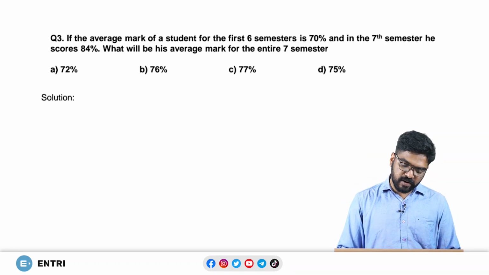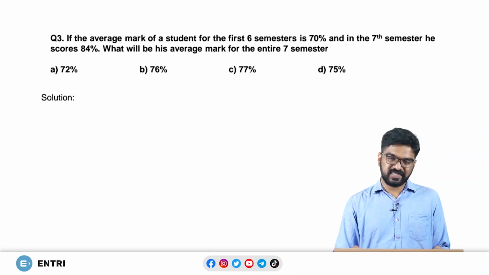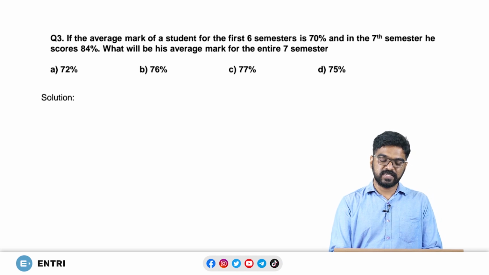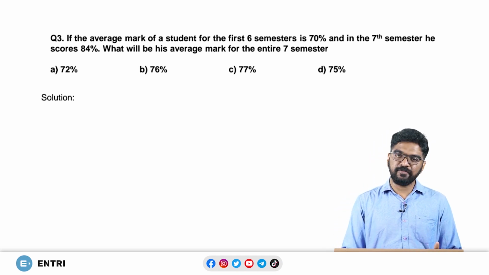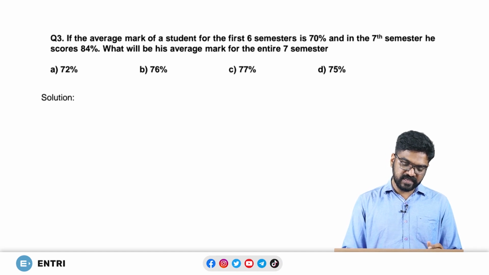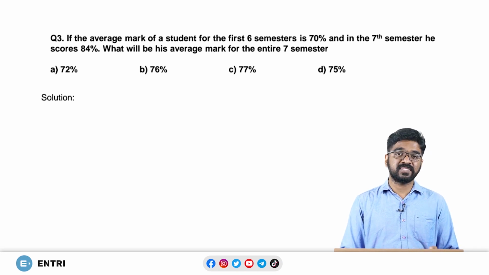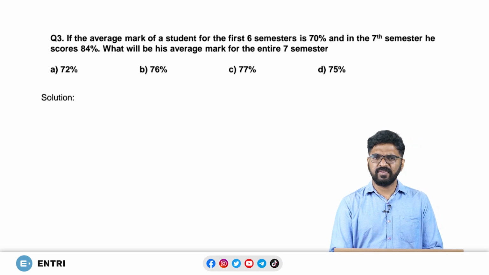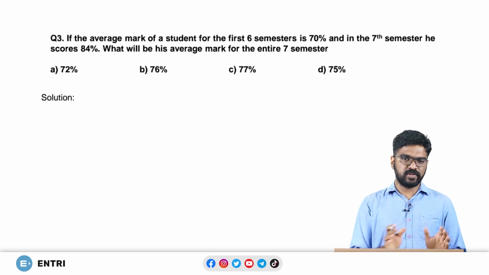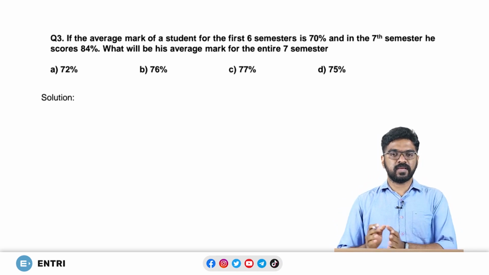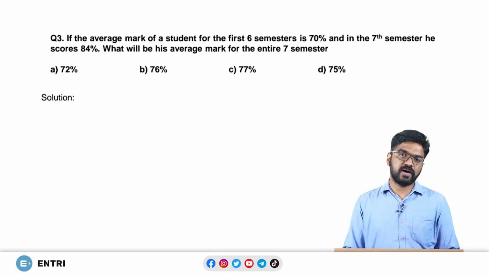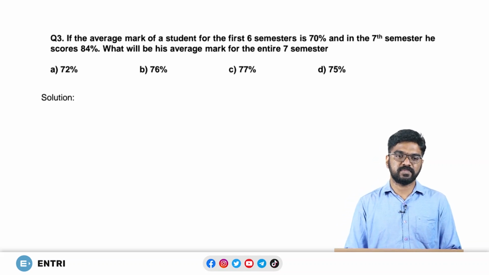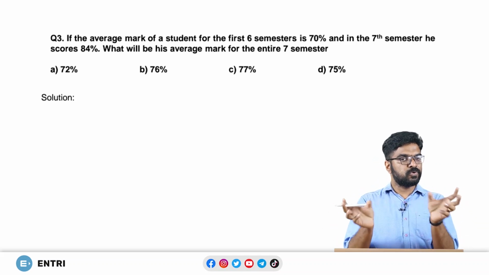If the average mark of a student for the first 6 semesters is 70% and in the 7th semester he scores 84%, what will be his average mark for the entire 7th semester? So we are given the average mark of a particular student for the first 6 semesters, then we are given the mark of that same student for the 7th semester alone, and we are asked to calculate what will be his marks for the entire 7th semester. So we have to club these two groups together.